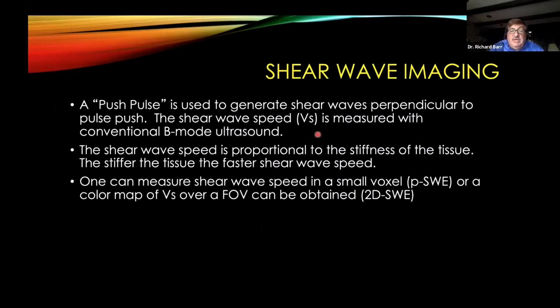Shear wave imaging, similar to what we did in liver. Push pulse is used to generate shear waves perpendicular to the push pulse. We measure the shear wave speed, and again, it's with conventional B mode ultrasound, so we must have a good B mode image to do this. The shear wave speed is proportional to the stiffness of the tissue. The stiffer the tissue, the faster the shear wave. And again, we can either do point shear wave or 2D, as we talked about in liver.